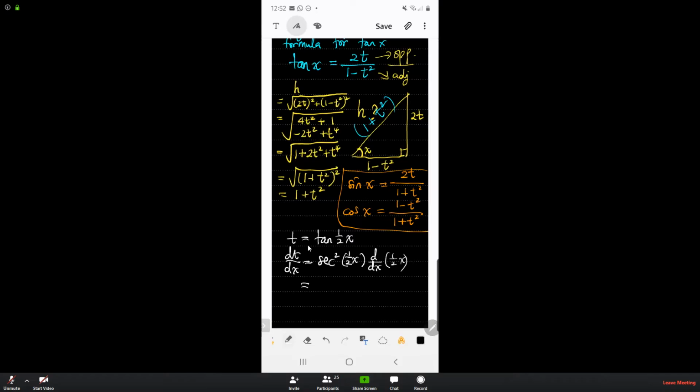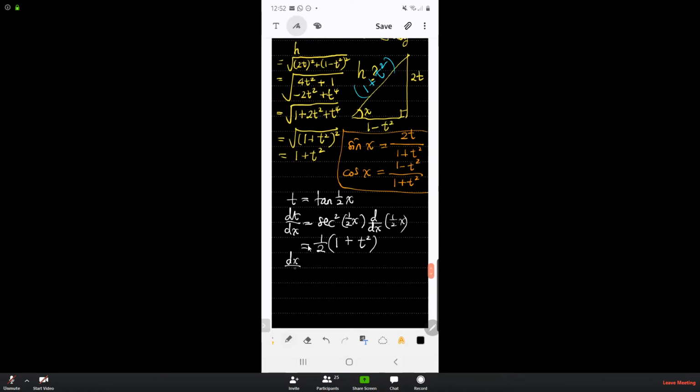So secant squared, and differentiating half x, you get half. Then using the identity for secant squared half x, that would give you 1 plus tangent squared half x. So you have 1 plus t squared. So in other words, dt/dx can be written in the form of 1 over 2 times 1 plus t squared, and therefore, the relationship between dx and dt is 2 over 1 plus t squared dt equals dx. So this is the relationship. So we are going to use these expressions to solve the problem.